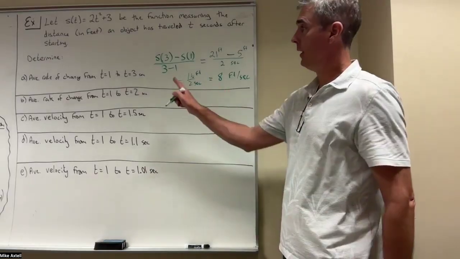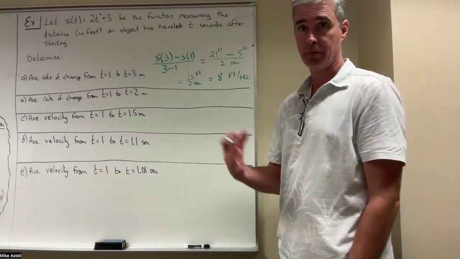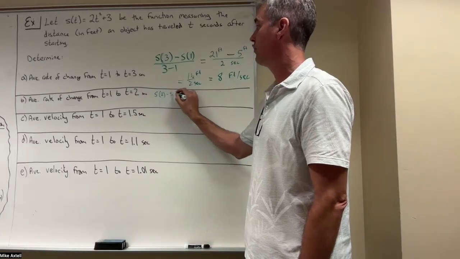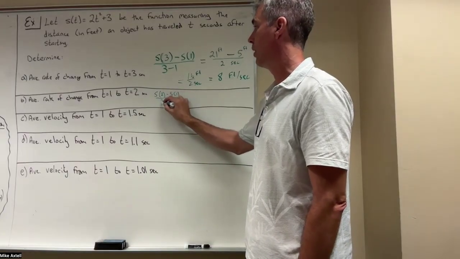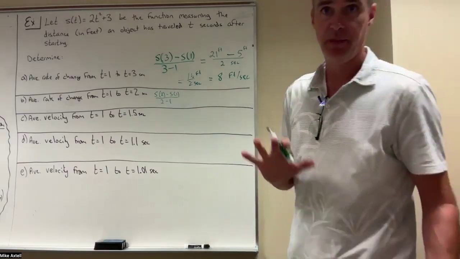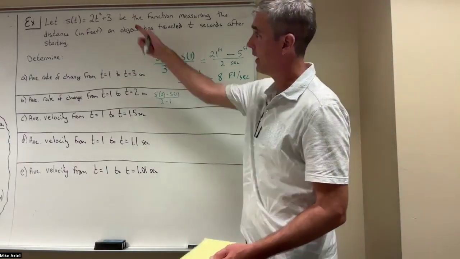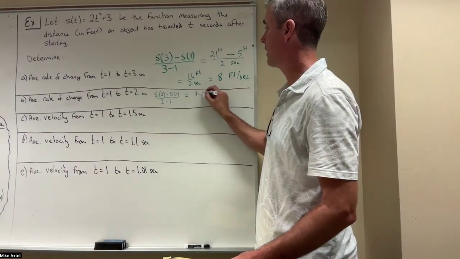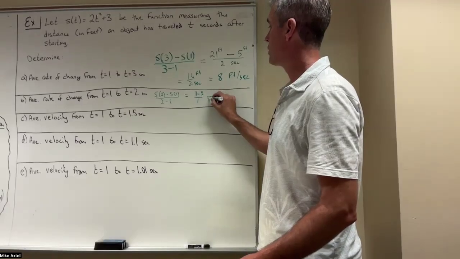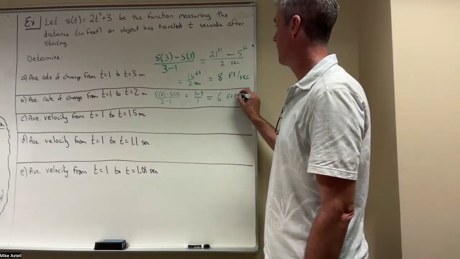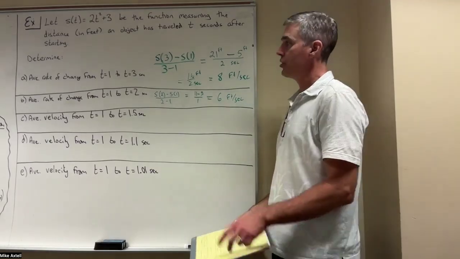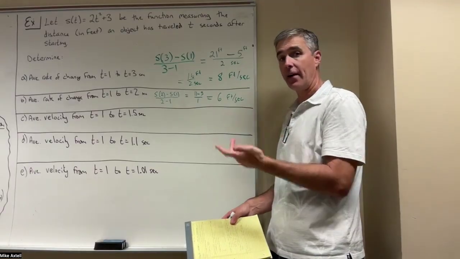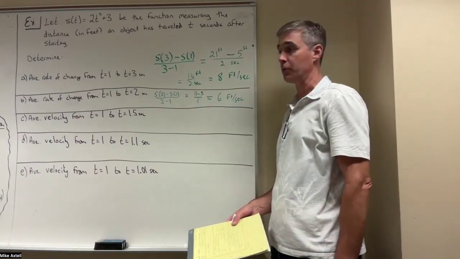All right, so now let me do the next one. It's going to be identical. I'm just plugging different numbers in. So I'm going to get s of 2 minus s of 1 all over 2 minus 1. And here's where I'm just going to not tell you how I got these numbers. The 2 and the 1, I just plugged them back in. And let's see, I got 11 minus 5 over 1. So I got 6 feet per second. So my average rate of change from 1 second to 2 seconds was 6 feet per second. So on average, during this 1 second period, I was going 6 feet per second.